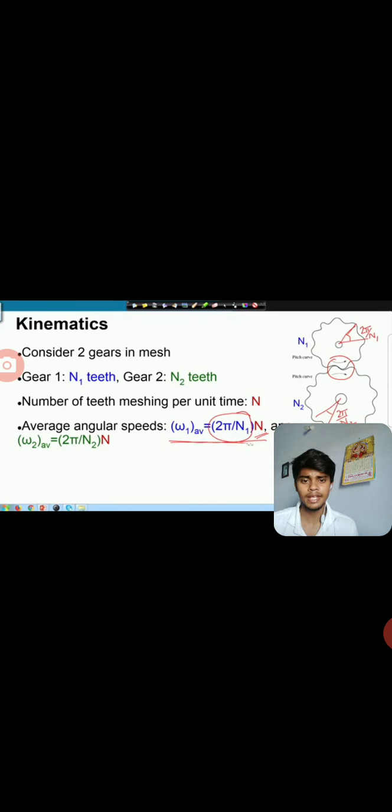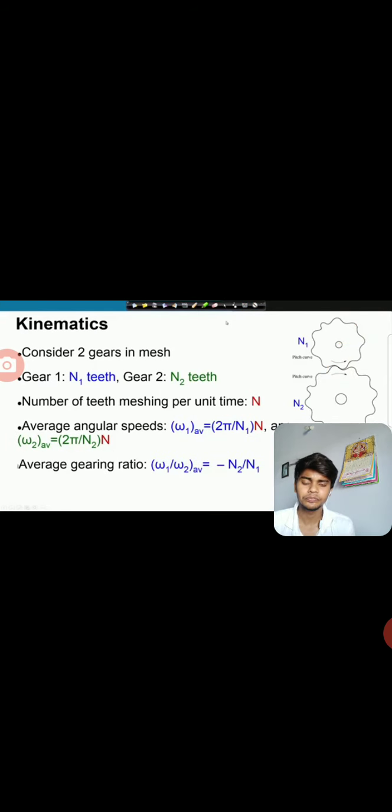Since N teeth pass in a unit time, this expression gives us the average angular speed of gear 1, and similarly this expression gives us the average angular speed of gear 2. We have the average gearing ratio, omega 1 by omega 2 average, is equal to minus N2 by N1. So this is the ratio of average angular speeds.